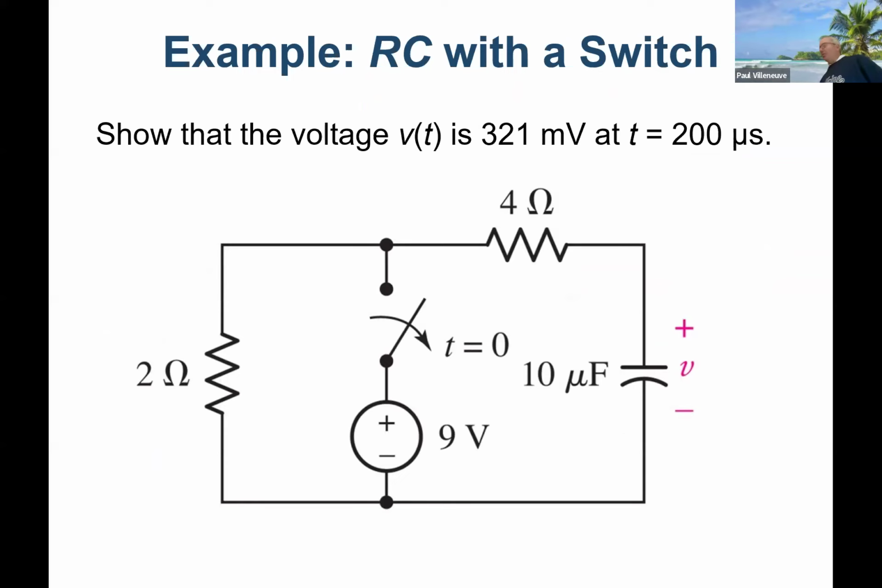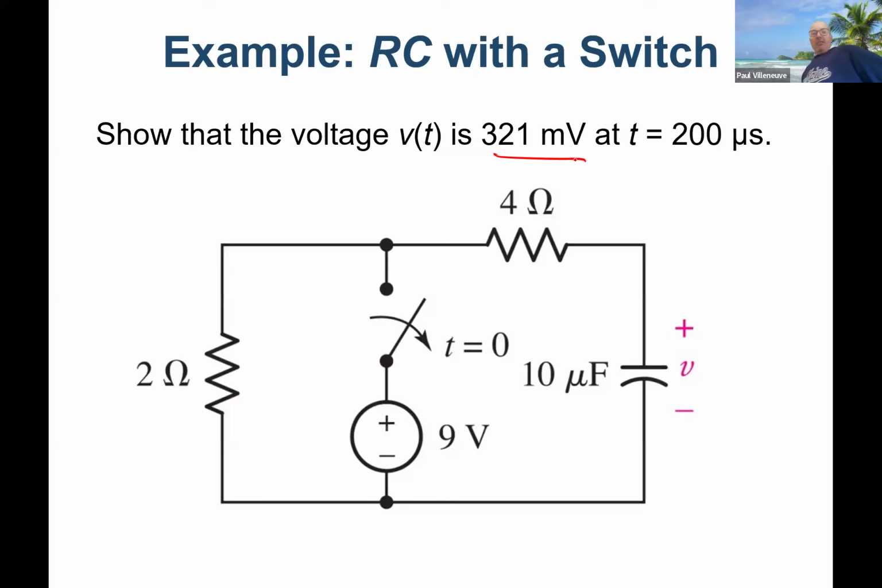So we have a 9-volt source that we want to open the switch at time t equals 0. Okay, so that means we're taking the voltage source out of the system. It's just a 9-volt battery. We have a 2 ohm resistor and a 4 ohm resistor in the circuit. And the 4 ohm resistor is in series with a 12 microfarad capacitor. So you already know what your answer is. We want to show that the voltage is 320 millivolts at 200 microseconds.